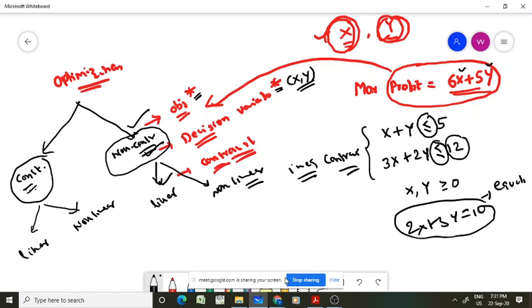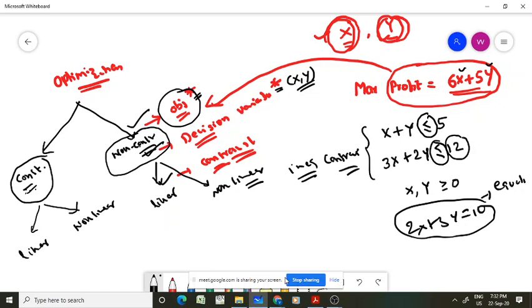In both cases, the common thing is the objective function. In both constrained optimization and non-constrained optimization, the common thing is the objective function. Whereas in constrained optimization, you can see the constraints, in non-constrained optimization, you are unable to see any constraints. But the objective function is available in both constrained optimization and non-constrained optimization, right?